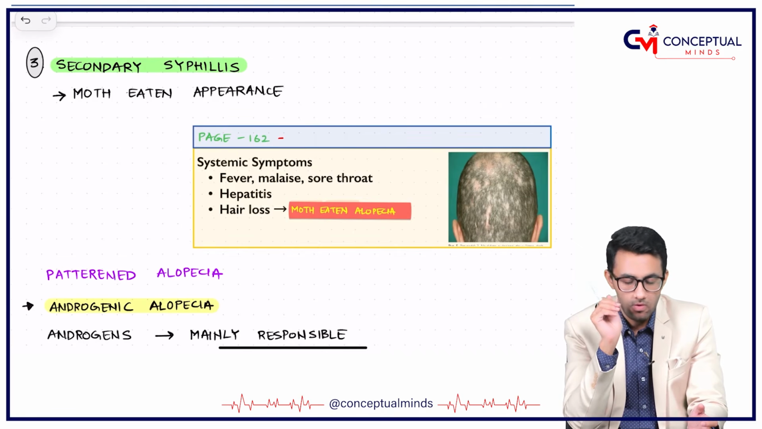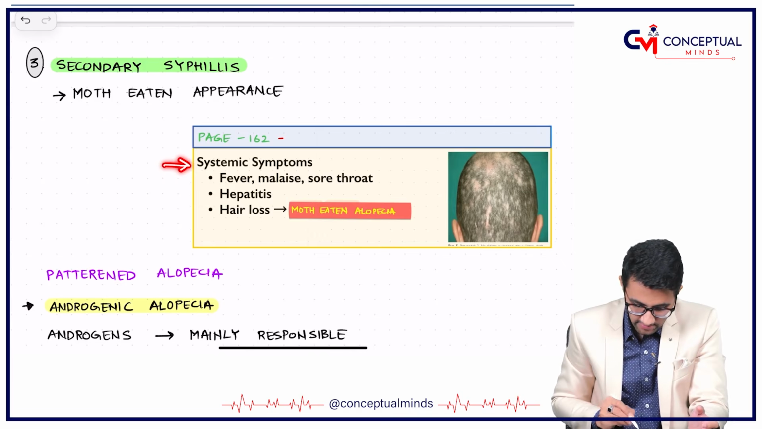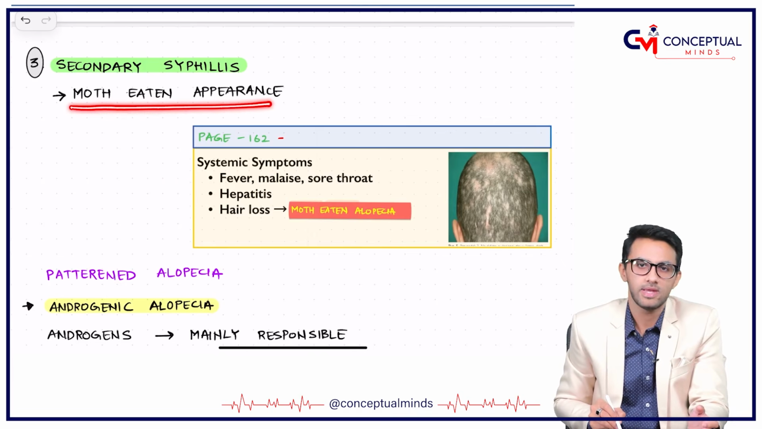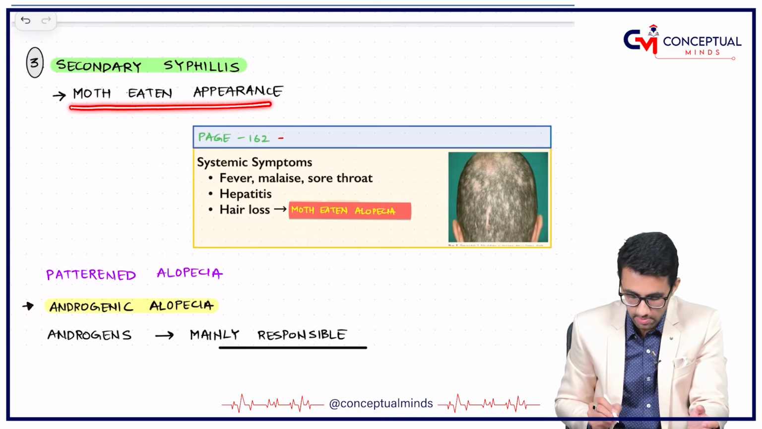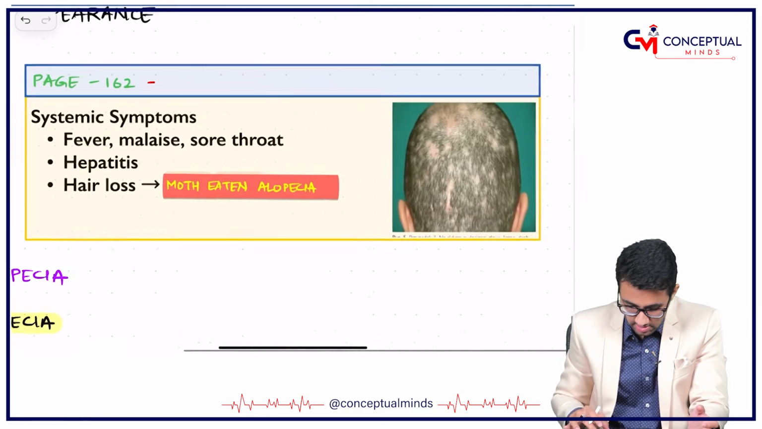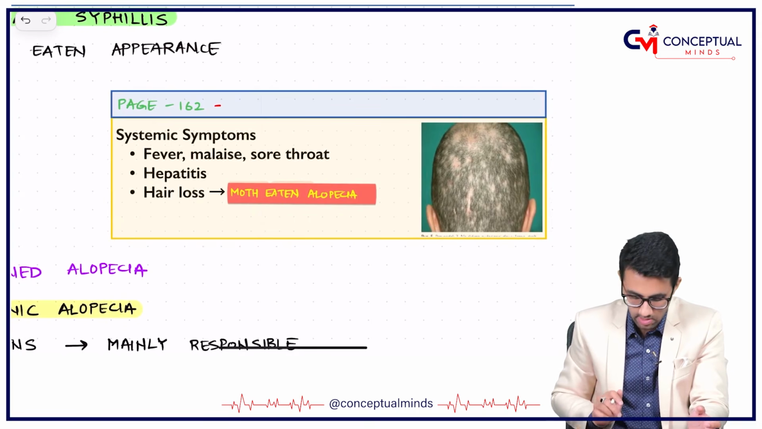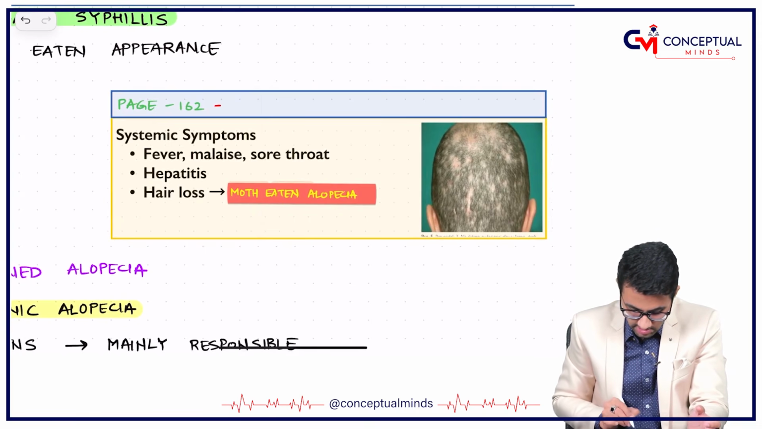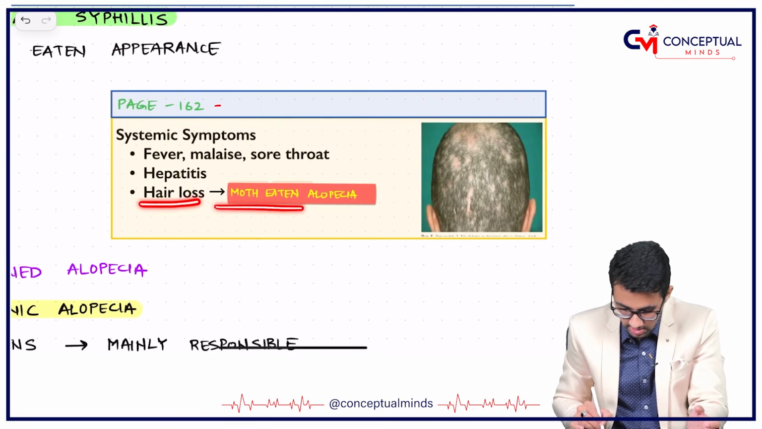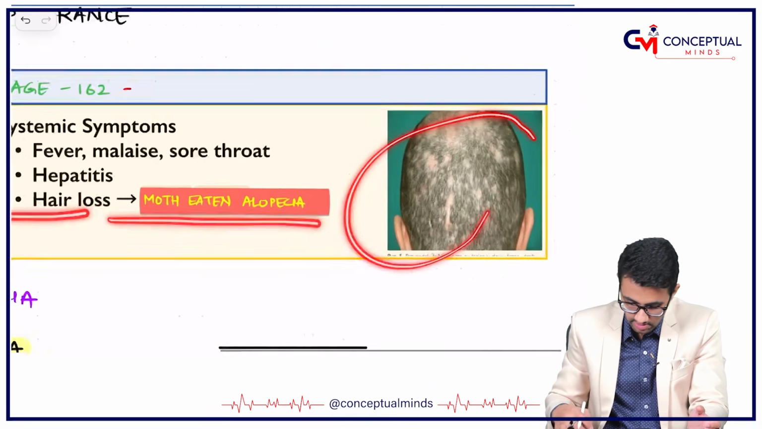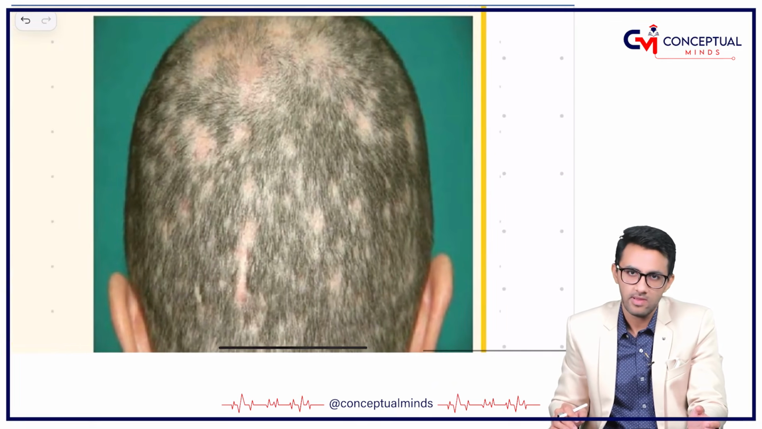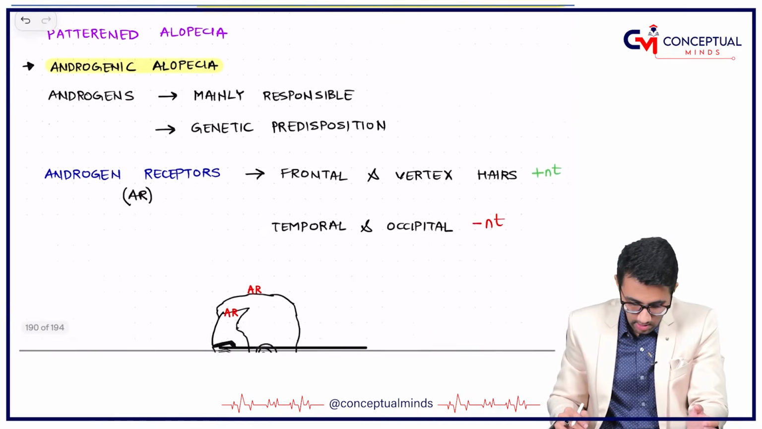Over here we have something called moth-eaten appearance. This is a straightforward screenshot from my notes, page number 162. Hair loss, we have moth-eaten alopecia. Right here you can see. Alright, fine. Okay, how about the next one?